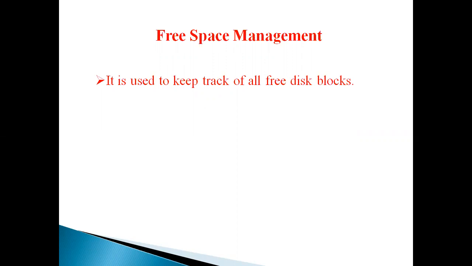So we keep track of free space. The file system maintains a free space list. For example, to create a file, we search the free space list and allocate space to the new file. This space is removed from the free space list. When a file is deleted, its space is added to the free space list. It can be implemented by a bitmap or bit vector.